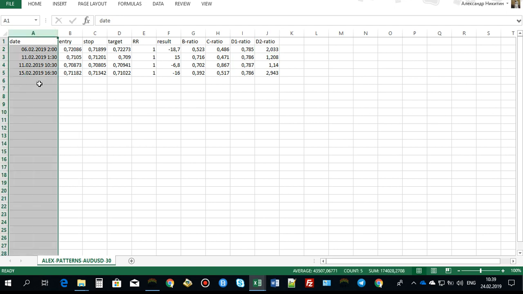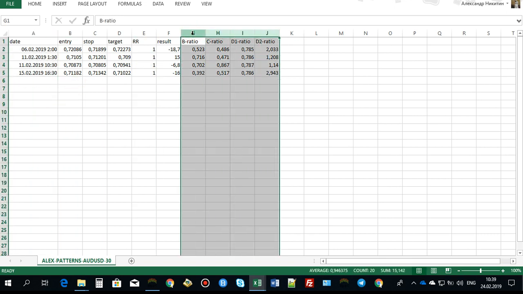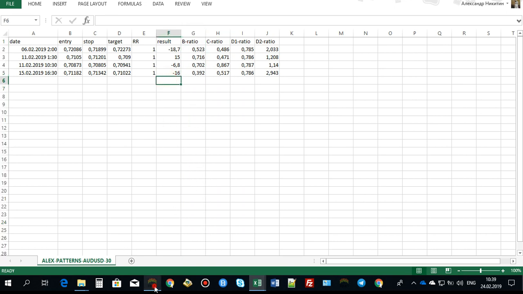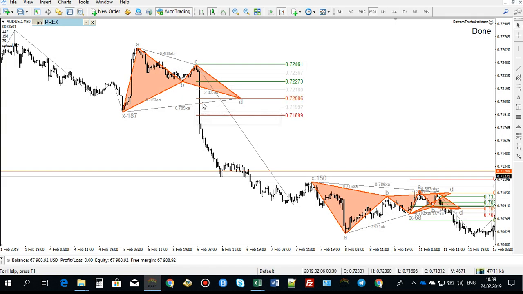Later you can do your analysis, filtering the time. Maybe don't trade on Mondays or actively trade on Fridays and whatever. And of course you can optimize the ratios for these patterns. That's why I did the backtest using a vast range of ratios. From 382 to 786 is a very wide range for the B point, and 382 to 1 is a wide range for the C point. And then you can fine-tune your pattern to find the best ratio.